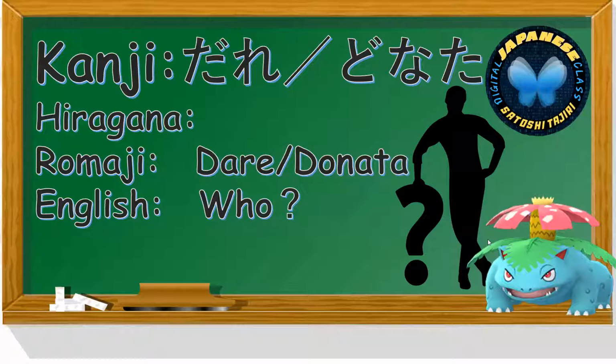Next word is dare or donata. It means who. What is the difference between dare and donata? Dare is the plain form, while donata is the polite form. As we study Japanese as a beginner, it's better to use donata first, especially if you're talking to your teachers or your bosses, or if you meet someone for the first time, we can use donata.